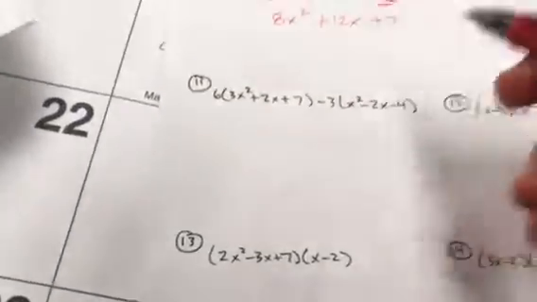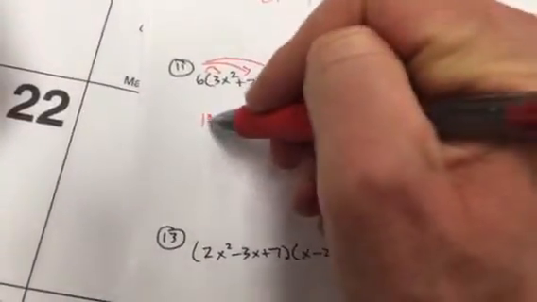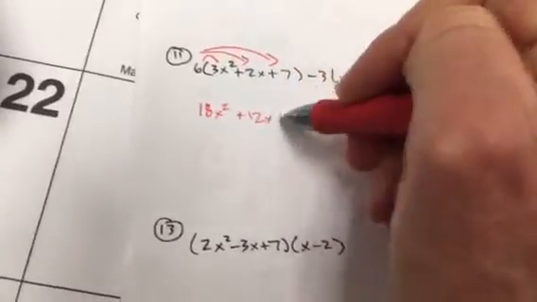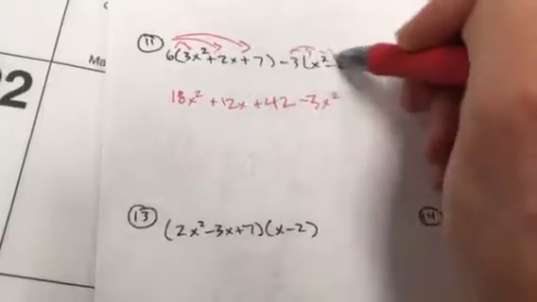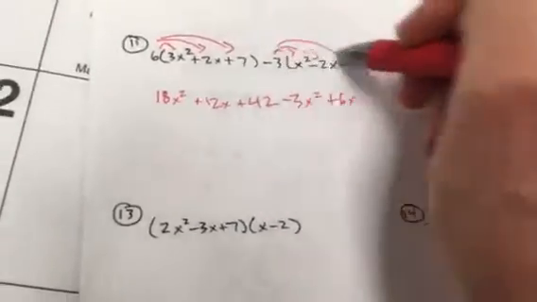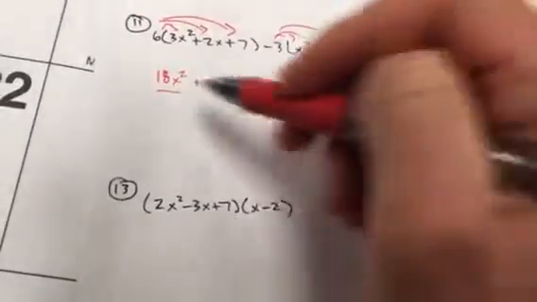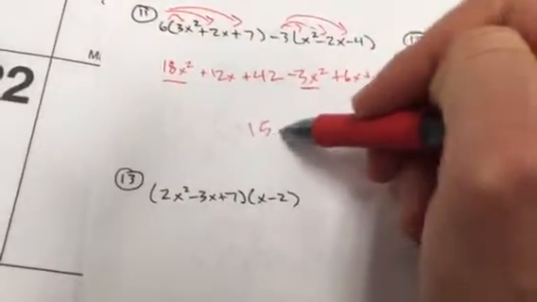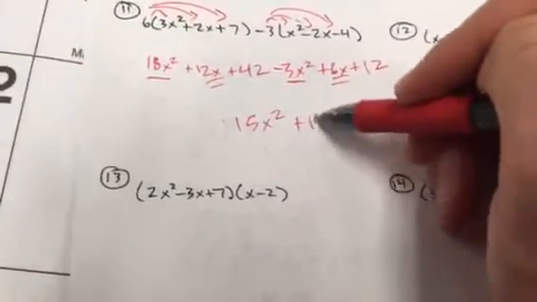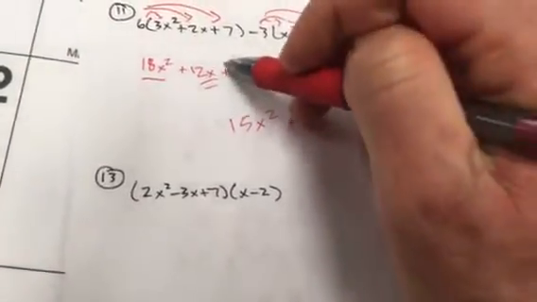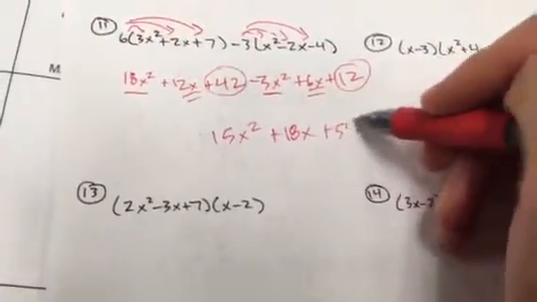All right, here on 11, distribute. Everything's multiplied by 6. Got 18x squared plus 12x plus 42 minus 3x squared plus 6x minus 12. Combine like terms, the x squareds go together. 18 minus 3 gives you 15x squared. 12x and 6x gives you 18x. Then you have 42 plus 12, 54.